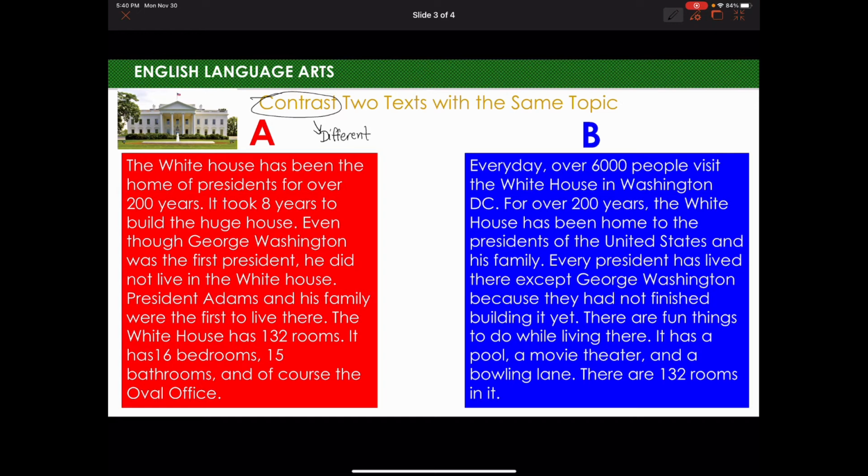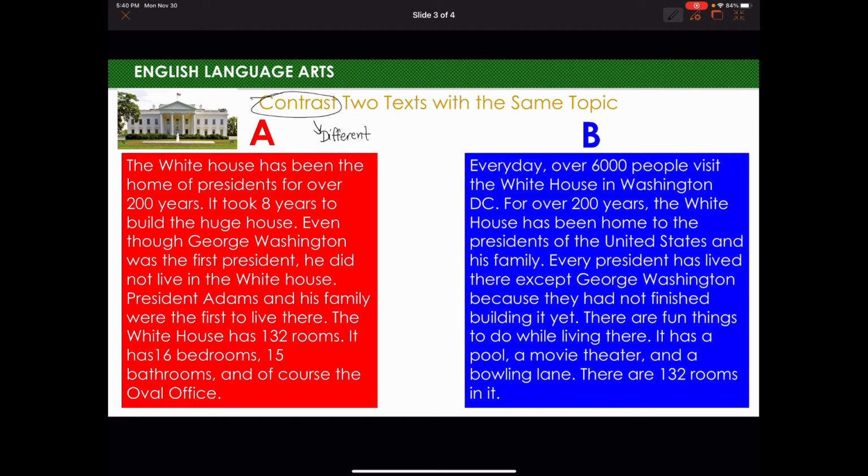Both of these passages are about the White House. The White House has been the home of presidents for over 200 years. It took 8 years to build the huge house. Even though George Washington was the first president, he did not live in the White House. President Adams and his family were the first to live there. The White House has 132 rooms. It has 16 bedrooms, 15 bathrooms, and of course, the Oval Office.